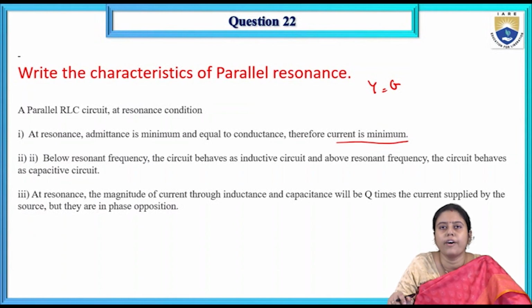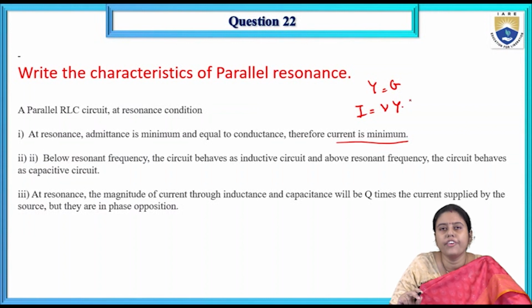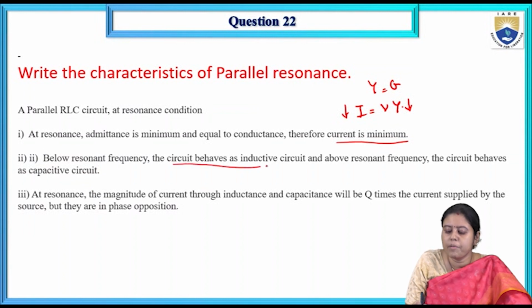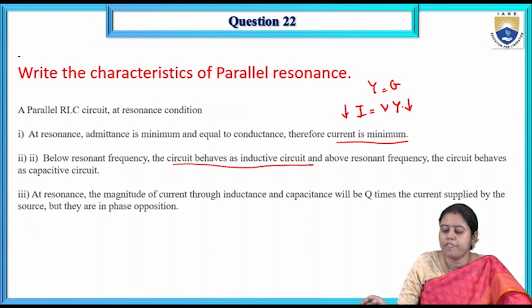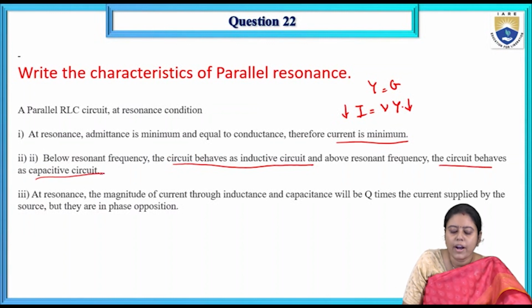This is one important point. In the case of series resonance, current is maximum, but here current is equal to V into Y. If Y is minimum, current is also minimum. At the resonant frequency, the circuit behaves like a resistor. This is again the opposite thing. Below the resonant frequency, the circuit behaves like an inductive circuit, and above it, the circuit behaves like a capacitive circuit.